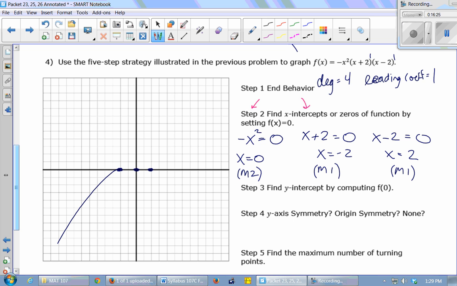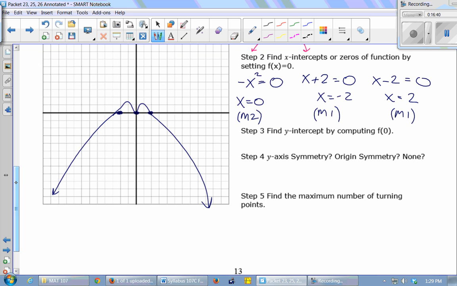So put in my end behavior. And then at the -2 and the 2, it's supposed to go through the axis, and at the 0, it bounces off. So something like that. And, oh, I didn't do the y-intercept, but it was 0 anyway. Plug in 0, you get 0.